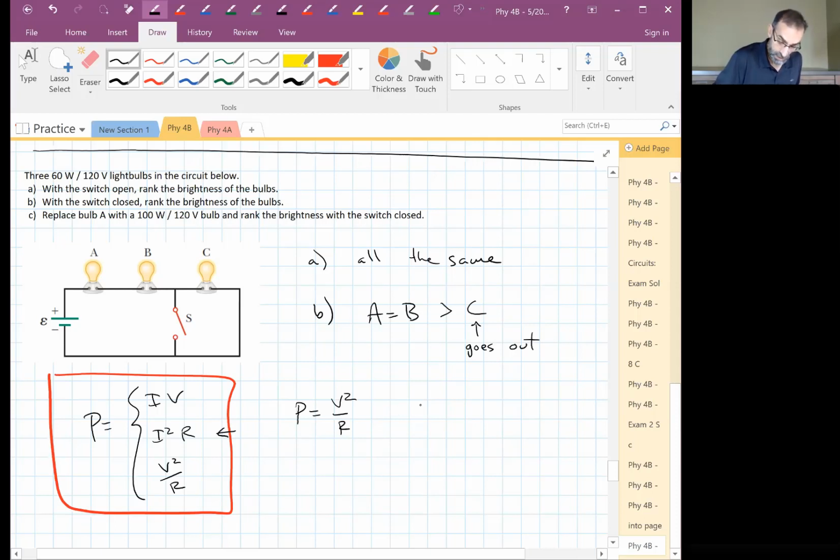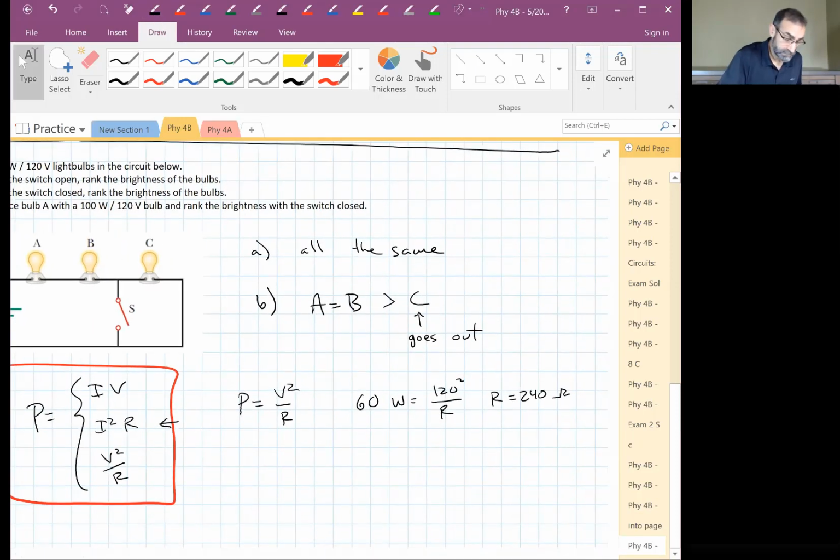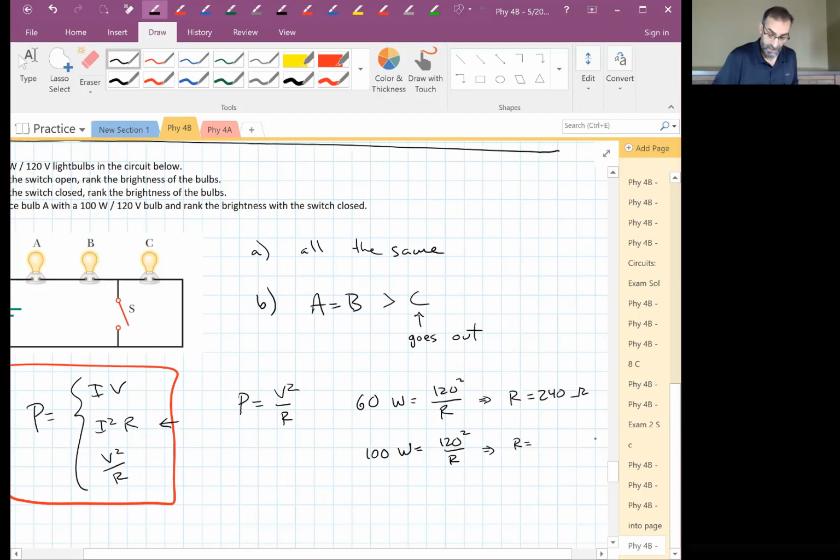So for our 60-watt bulb, it's 120 squared over R, or R is 240 ohms. Let's move that over a little bit. For the 100-watt bulb, we get 144 ohms. Remember, they're meant to be hooked up in parallel. Every time you put a light bulb in a lamp somewhere, you expect it to get 120 volts. So you expect them all to get the same voltage. Well, why would one be brighter than the other one if you're giving them both the same voltage? Because it has a smaller resistance, it will draw more current than the other one will.